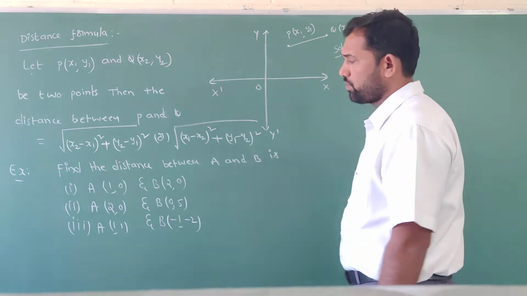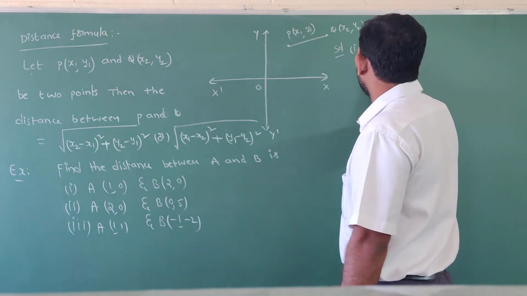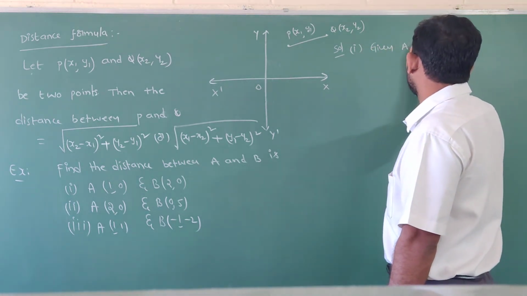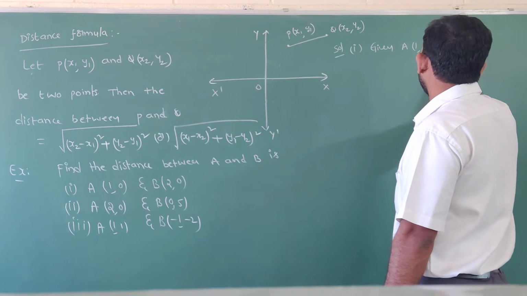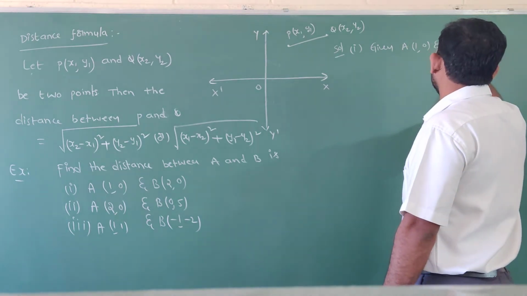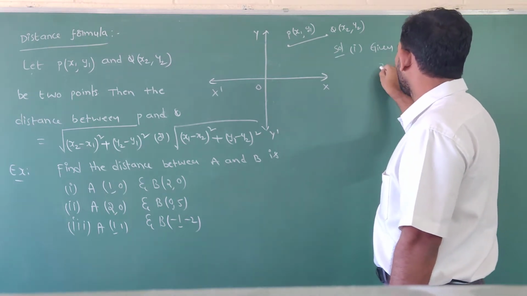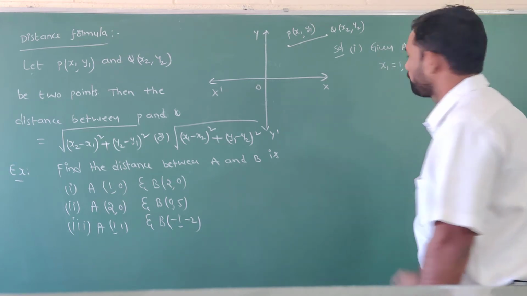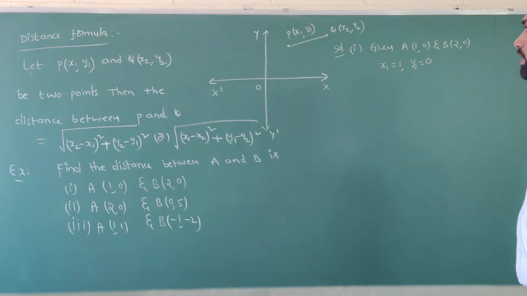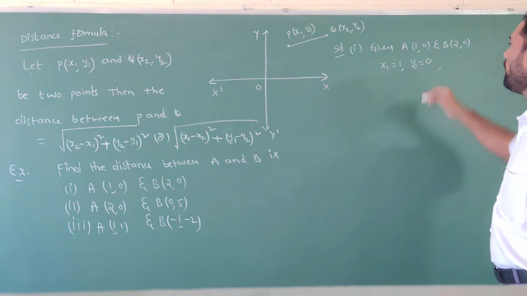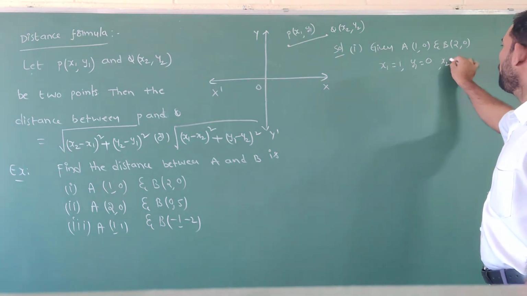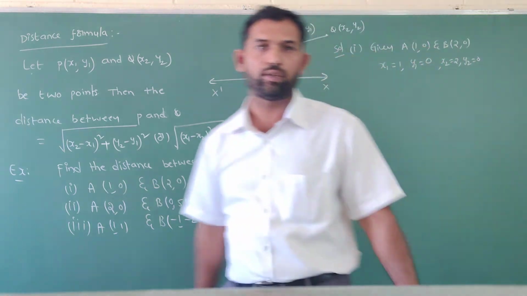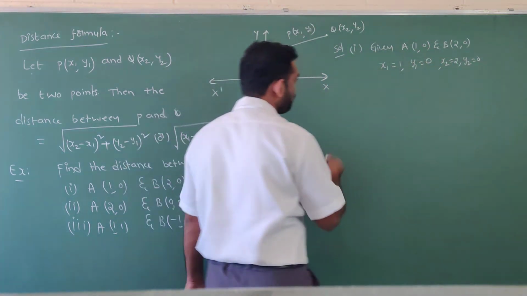Solutions. First one. What is given? A point is (1, 0) and B point is (2, 0). From A point you write x1 is equal to 1, y1 is equal to 0. From B point x2 is equal to 2, y2 is equal to 0. Understand?